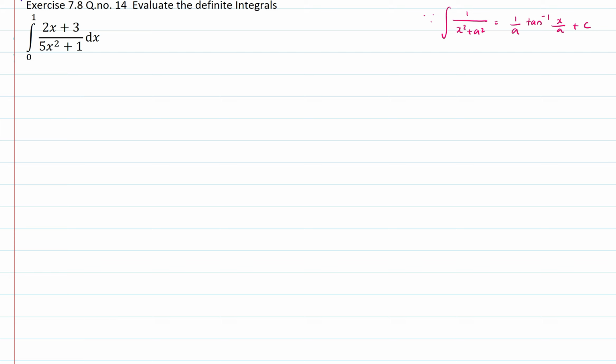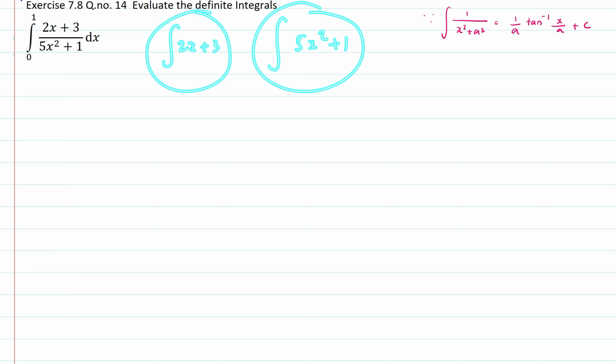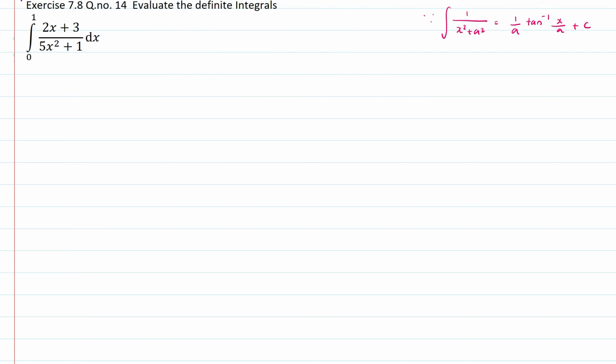Now before we proceed with the problem, if you see, the numerator is 2x plus 3 and the denominator is 5x square plus 1. This is a standard form. When standard forms are separate, we can directly integrate them, but when they are together, one above the other, it is very difficult to integrate them directly. So the best way to integrate such a problem is by substitution.